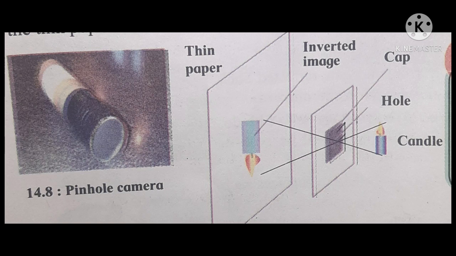Light a candle and hold the box in such a way that the flame of the candle is in front of the hole. Now we'll see an upside down or inverted image of the flame on the thin paper at the other end. See the alongside pinhole camera: thin paper, inverted image, cap, hole and candle.